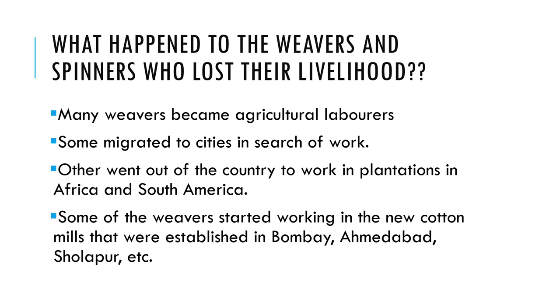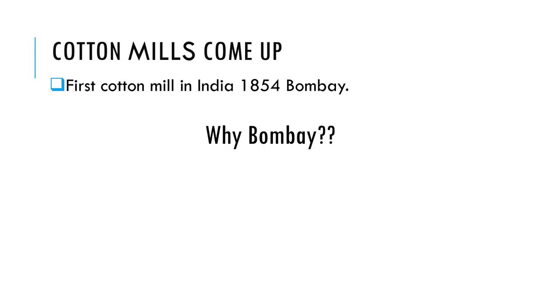Along with that, some of the weavers started working in the new cotton mills, which we will discuss in later slides, how these mills came up, and how some of the weavers and workers started moving towards cities like Bombay, Ahmedabad, and Sholapur, where these cotton mills were established. Now, cotton mills come up. The first cotton mill established in India was in 1854, and it was established in Bombay.